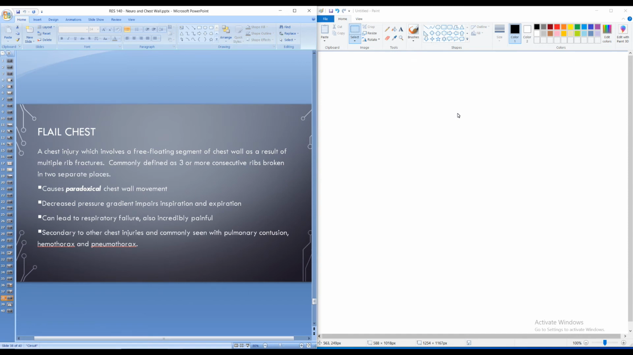And lots and lots of chest wall pain is going to impair respirations anyway. So we are typically going to see this along with other chest injuries that we'll learn about, like pulmonary contusions, hemothorax, and pneumothorax. We typically tend to see all these rolled into one. So let's draw out our ribs.